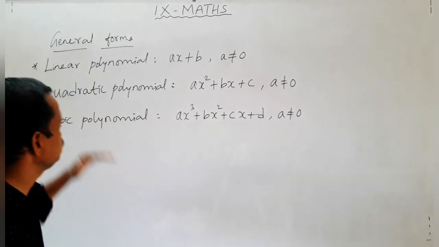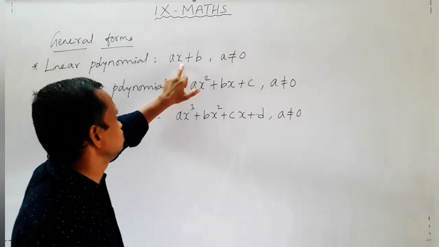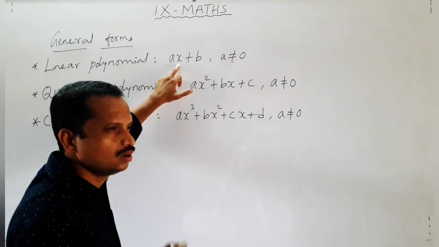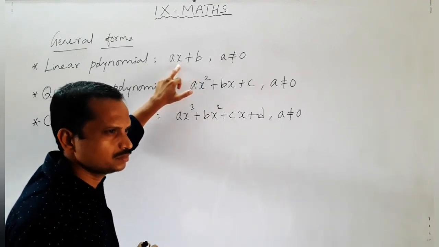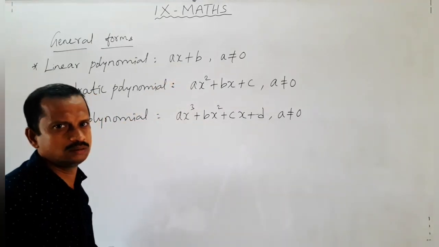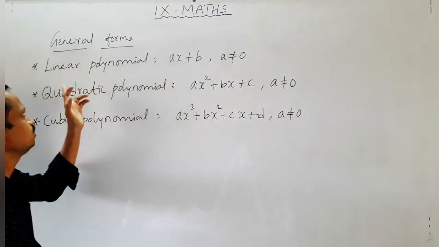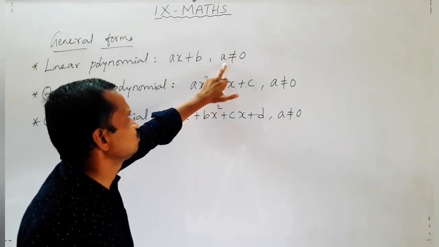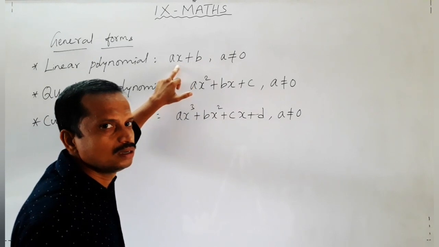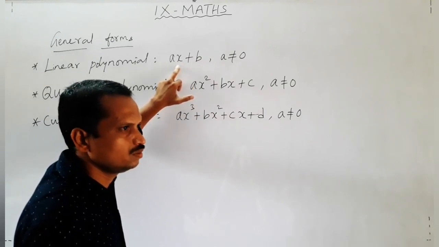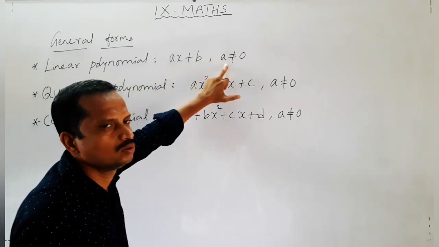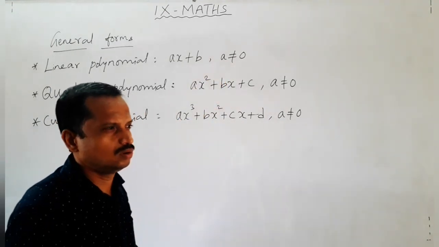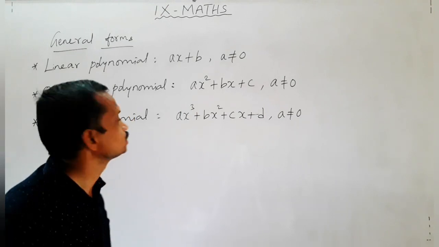Specifically, if the degree is 1, you see ax plus b, where x is the variable whose power is 1. So it is linear, and the degree is 1. The general form of a linear polynomial is ax plus b, where a, the coefficient of x, is not equal to 0. Why? If a is 0, then there will not be an x term.